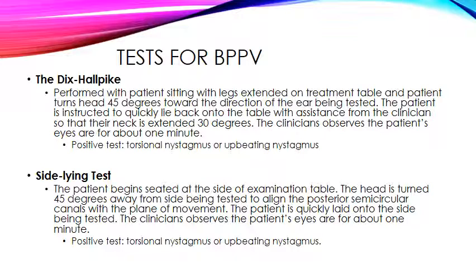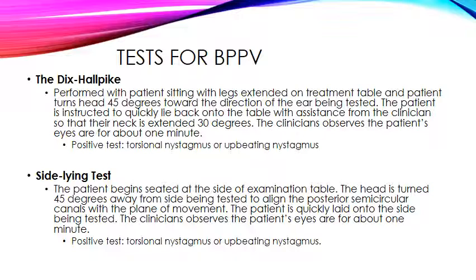There are two ways to test for BPPV. The Dix-Hallpike test and the sideline test are the standard tests for evaluating posterior canal BPPV. The Dix-Hallpike test is performed with the patient sitting with legs extended on the treatment table, and the patient turns their head 45 degrees towards the direction of the ear being tested. The patient is instructed to quickly lie back onto the table with assistance from the clinician so that their neck is extended 30 degrees. The clinician observes the patient's eyes for about 1 minute.